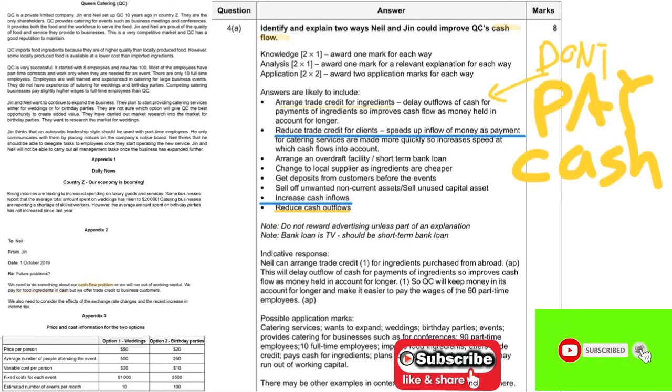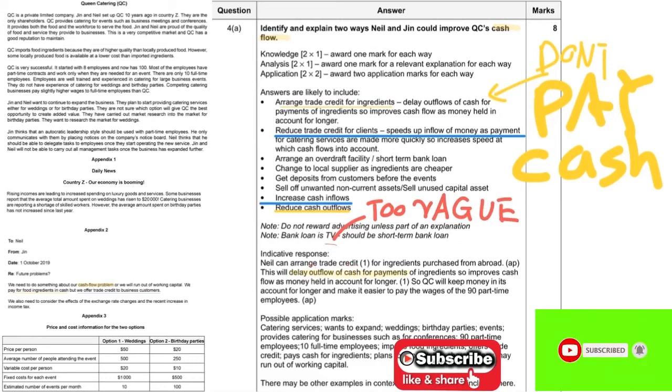So here I would like you to take a look. TV. What is the meaning of TV? It is a marking guideline for the teachers. TV means 2 week. Don't talk about stupid stuff like borrowing a bank loan. No, it's 2 week. So please don't do that. I would like you to read this answer: they can make use of trade credit to delay the cash outflow.